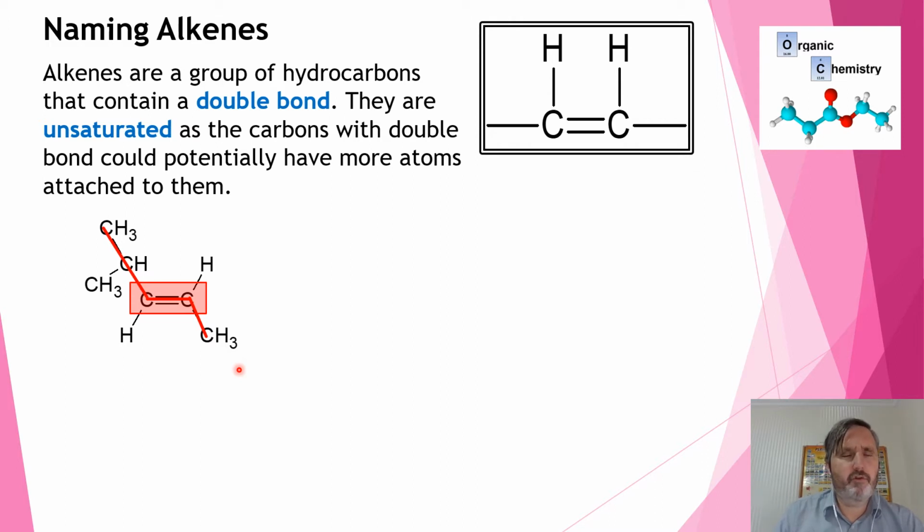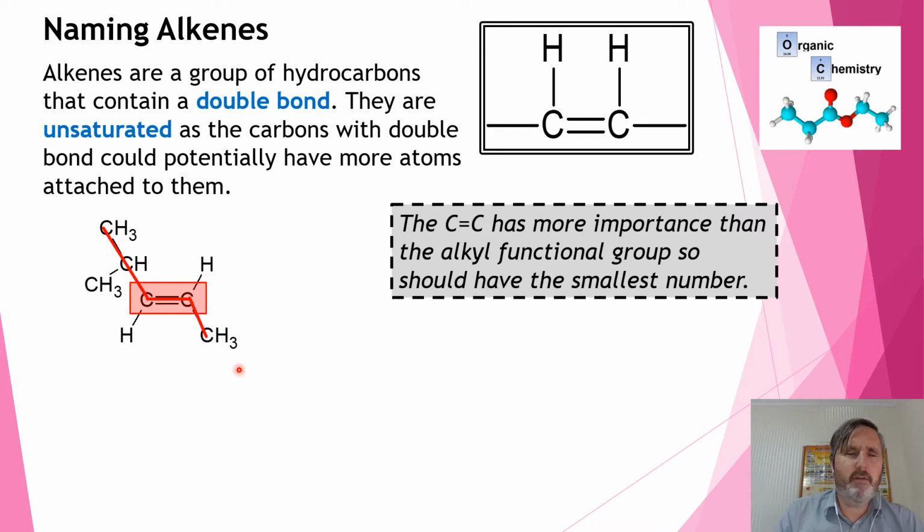Now once we've drawn the longest chain, we want to number it. We want to number it in such a way as this substituent group, I've wrongly called it a functional group here, but this group coming off is less important than the double bond. The double bond is more important than just a methyl or an ethyl group. So we're going to number it so the double bond has the smallest possible number. And remember, when we do number it, it's given 2 numbers, but it's only the smallest one that counts.